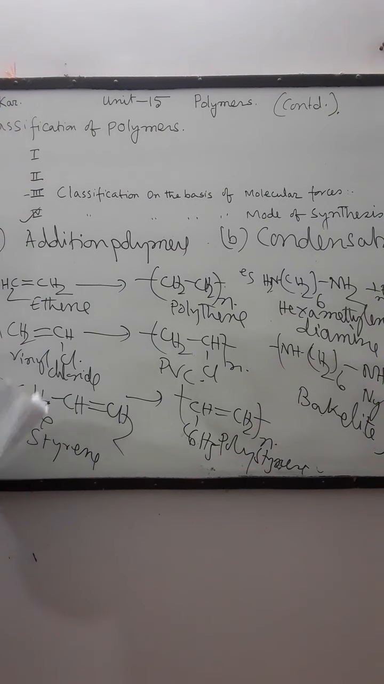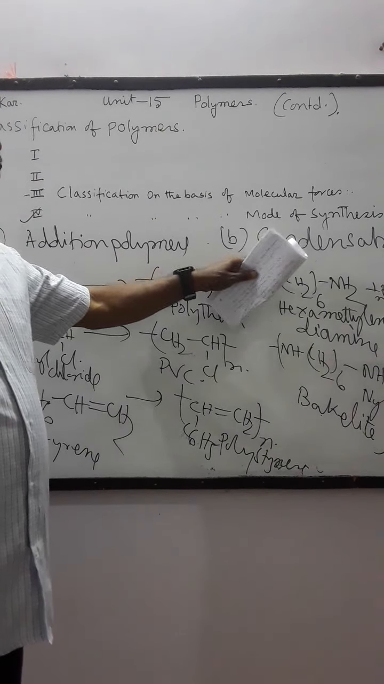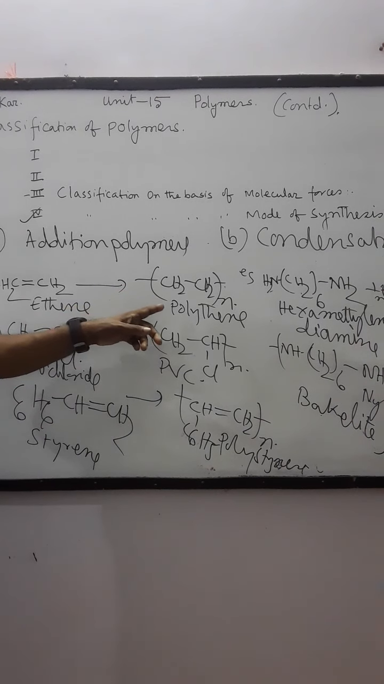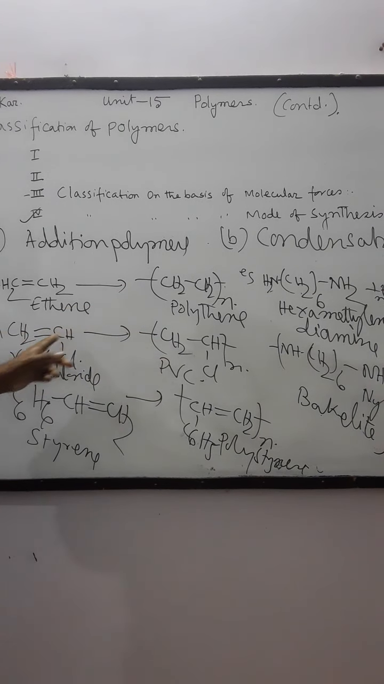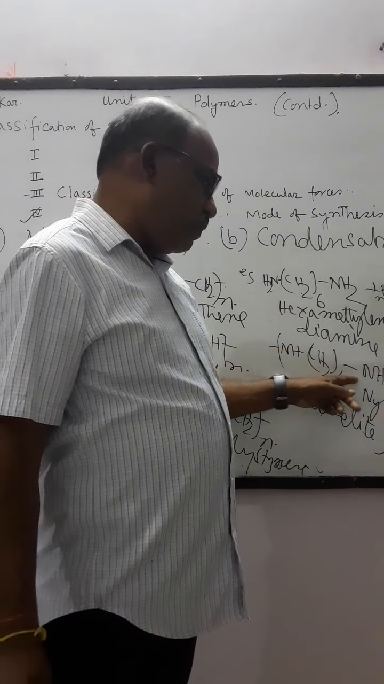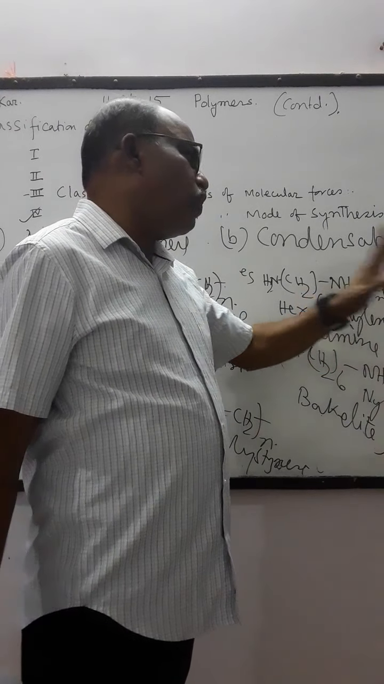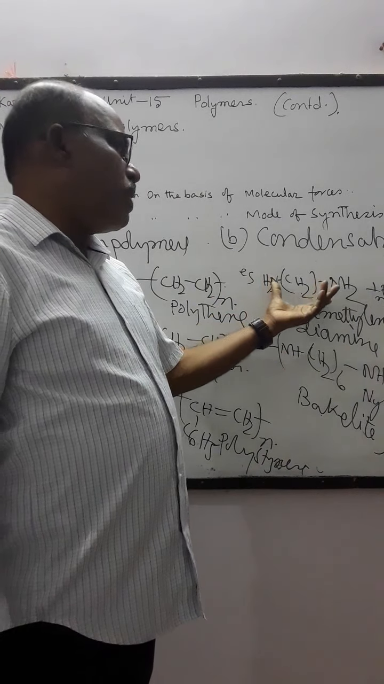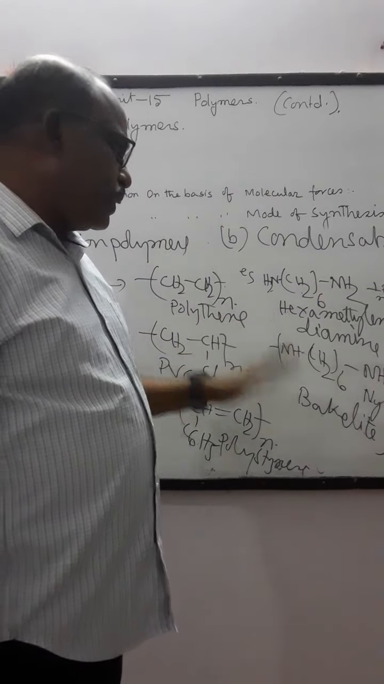So next we consider the difference between addition polymers and condensation polymers. Addition polymers are those where the empirical formula of the polymer is the same as the empirical formula of the monomer, but here the empirical formula of the polymer is entirely different from that of the monomer. Second point, unsaturation is essential in the case of an addition polymer. In the case of a condensation polymer, a bifunctional or trifunctional group is essential.